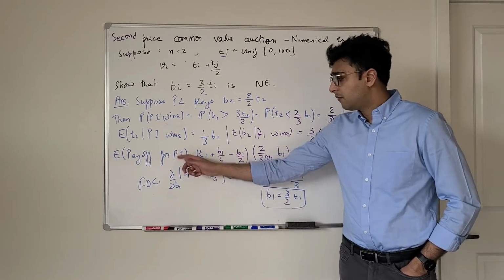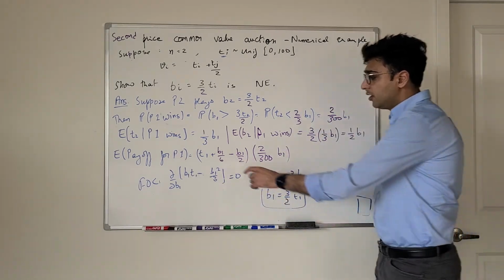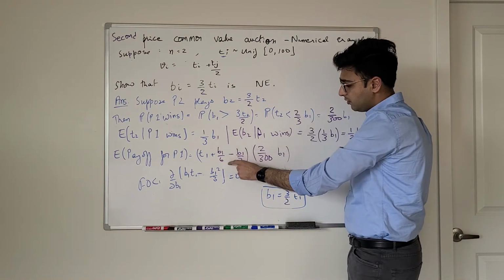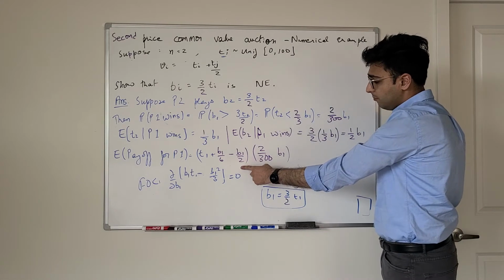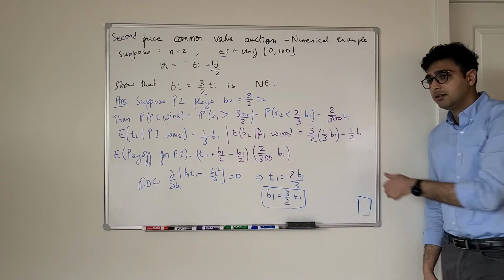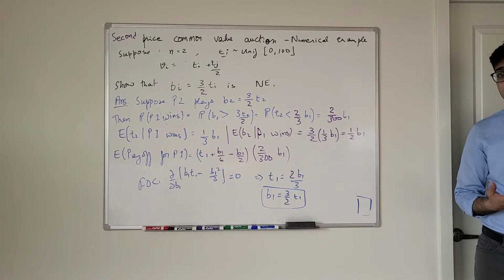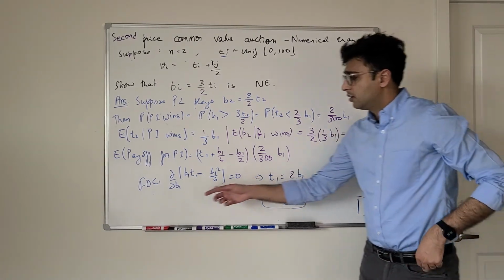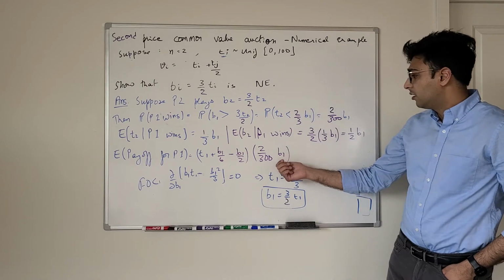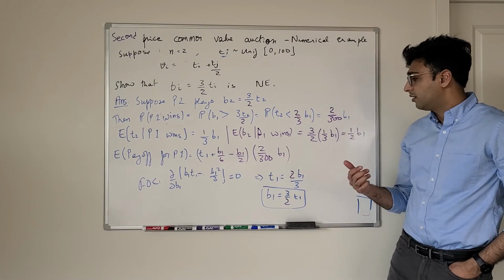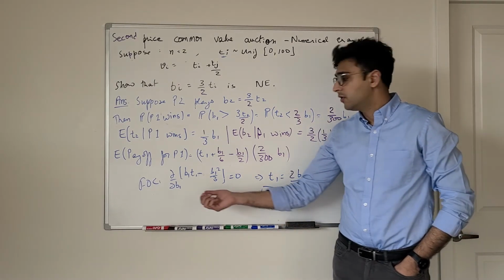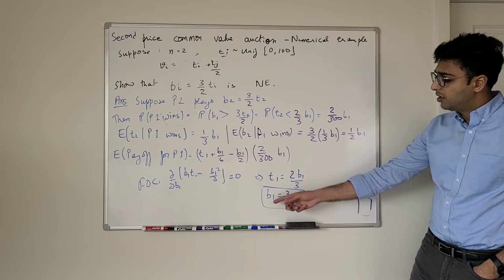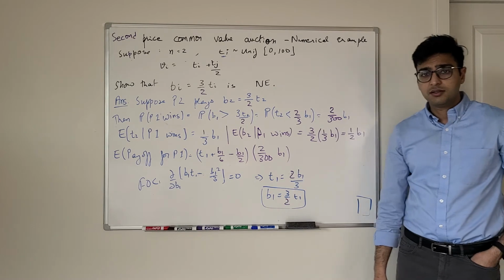The expected payoff for player 1 is therefore going to be T1 plus T2 divided by 2, where T2 is 1/3 of B1, minus B1 divided by 2, which is the expected amount that player 1 would have to pay to get the product, times the likelihood that player 1 wins, which here is 2 divided by 300 times B1. And again, the first order conditions will give us that T1 equals 2/3 B1, or B1 equals 1.5 times T1.